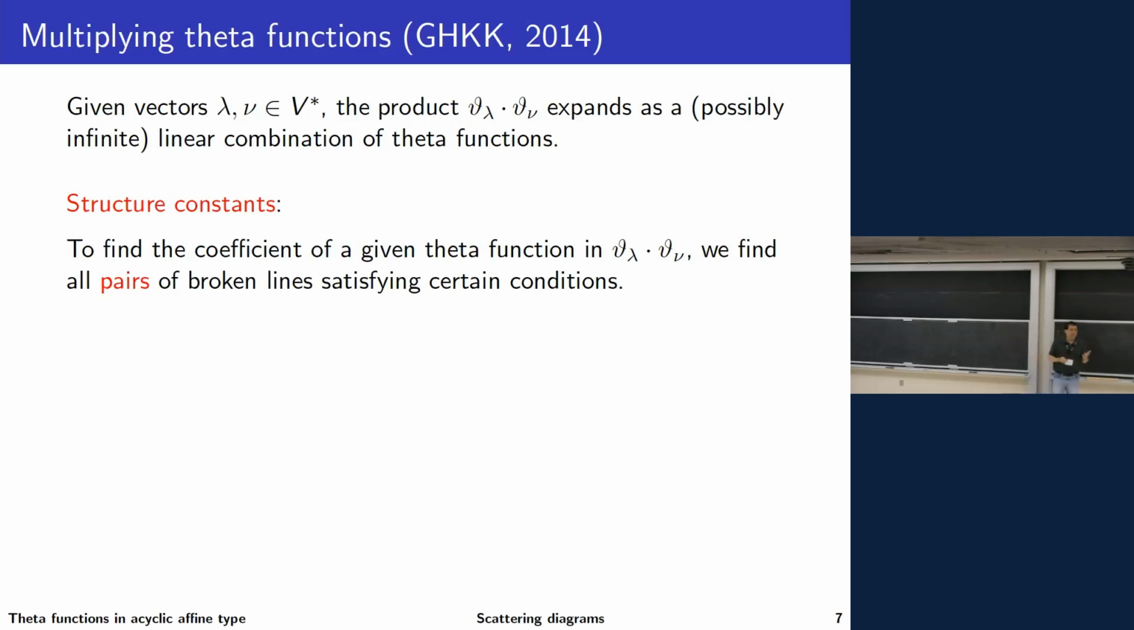So again, even less detail. If you want to multiply theta functions, you need to not only find out all broken lines with certain conditions, you have to find all pairs of broken lines that satisfy them.